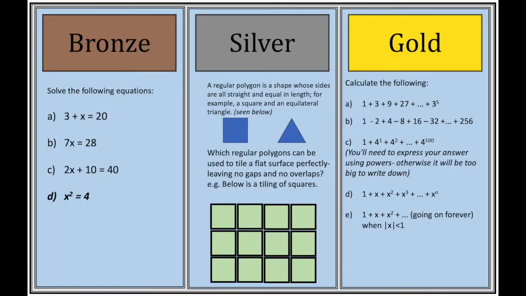Okay, let's go to gold. Now for this one, I'm not going to go through all of them straight away. I'm basically going to give you the answers to A, B, C, D, and E, but I'm going to wait until we get to D to actually show my process for doing it. But I'm going to tease you a bit because I'm going to show you a shortcut.